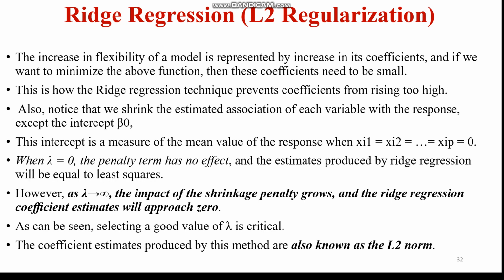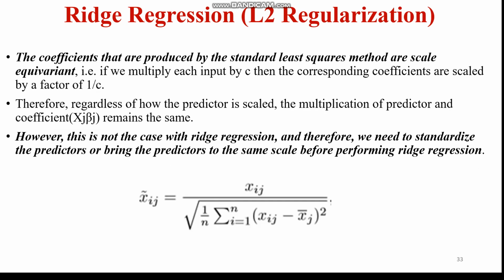So when lambda is equal to 0, the penalty term has no effect, and the estimates produced by the ridge regression are the least squares estimates. When we say lambda is going towards infinity, the impact of the shrinkage penalty grows, and the ridge regression coefficient estimates approach 0. So as can be seen, selecting a good value of lambda is very critical. This is also known as the L2 norm.